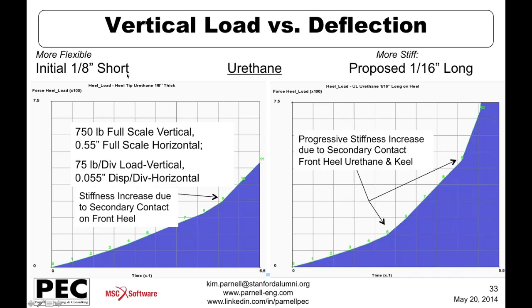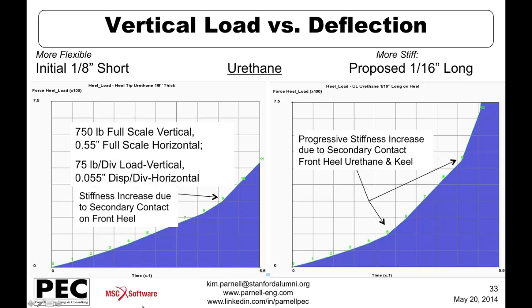So we have the thicker, shorter urethane pad heel component on the left side. We have the thinner, longer pad on the right side. And vertical scales are the same. These both go to a peak of 750 pounds. And the horizontal scales are also the same. We've loaded them both through the same full-scale horizontal displacement, 0.55 inches.